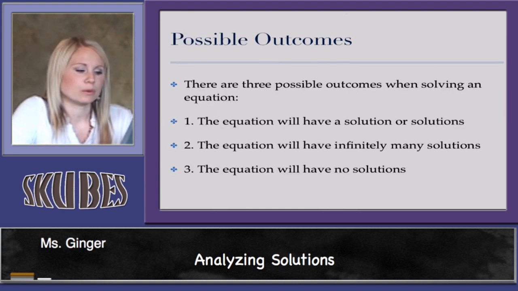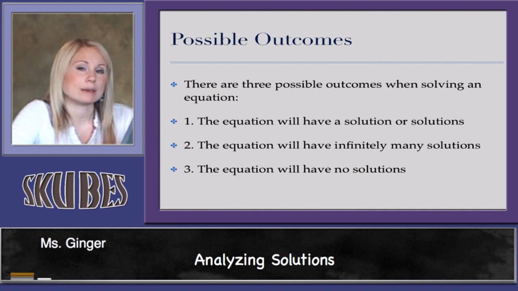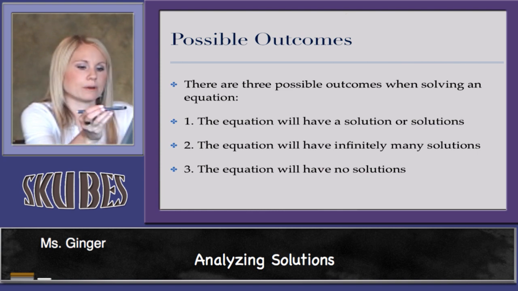Okay, so what could happen when we're solving an equation? There are three main things that could happen when we are getting our variable by itself, which is what we're doing when we're solving an equation. We could end up with one solution or a couple of solutions that work and make that true statement. Or we could have a situation where we have infinitely many solutions. Anything plugged into that equation is going to work, and I'll show you that. Third thing we're going to talk about is a type of equation that would have no solution. So we'll take a look at that as well.